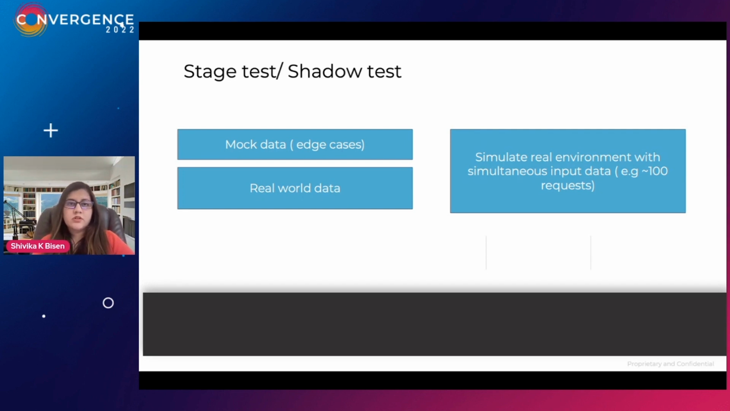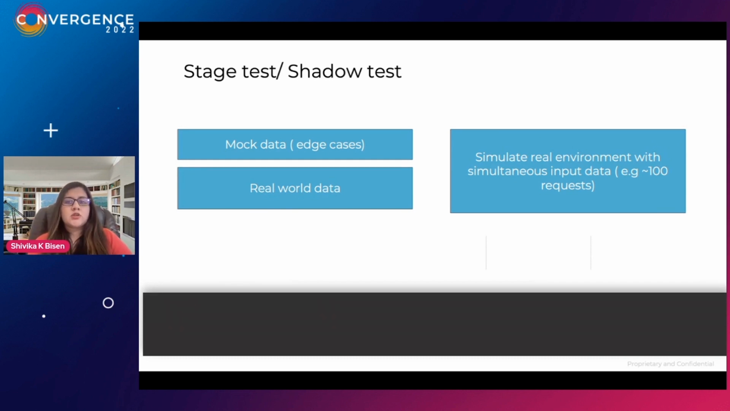If you have real world data, then that's good. If you don't have, then you can break down and think of different edge cases where your model can fail. This requires a lot of brainstorming and listing out all the cases that can happen in the input data which can fail the model, right? So you give mock data to that, which covers all the edge cases.